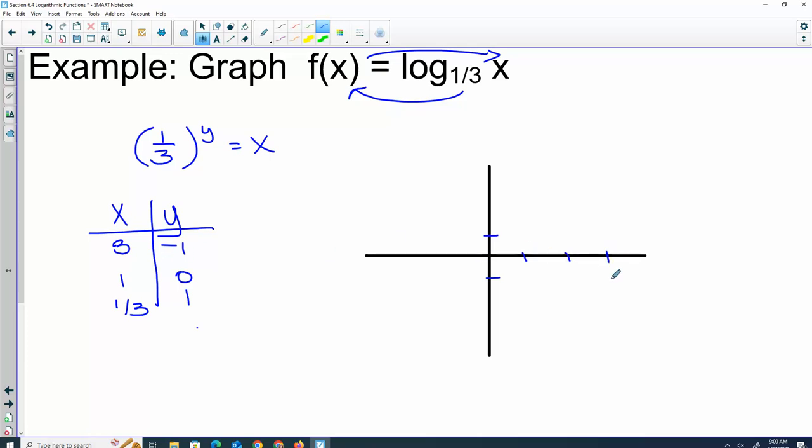Almost positive. 3, -1; 1, 0; 1/3, 1. These always have a vertical asymptote. It's getting closer to the axis, but you can't cross it. So it looks like that. Exponentials have horizontal asymptotes. Logs have vertical asymptotes. Questions there?